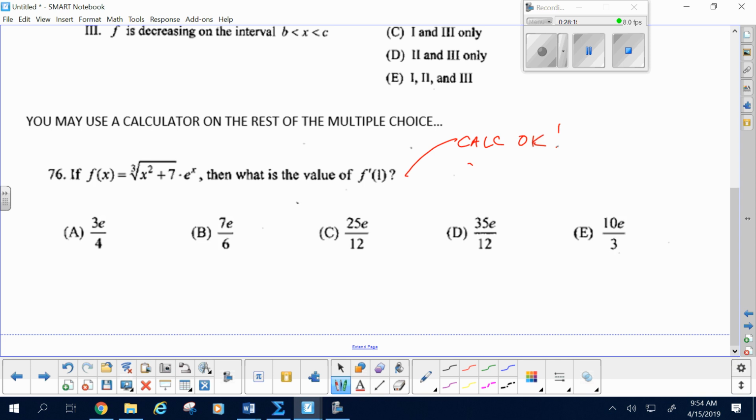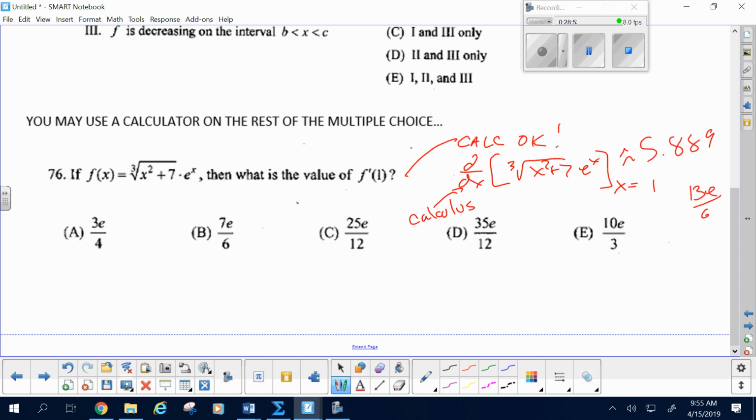So you would say the derivative of, and that's in the calculus submenu, of the function at the value of x equal 1, first derivative. If you don't remember how to use your calculator derivative, that's definitely something you should review. You need to have that. Are we good? So the answer decimal-wise is about 5.889, I believe. If you did it by hand, it's 13e over 6. Okay?